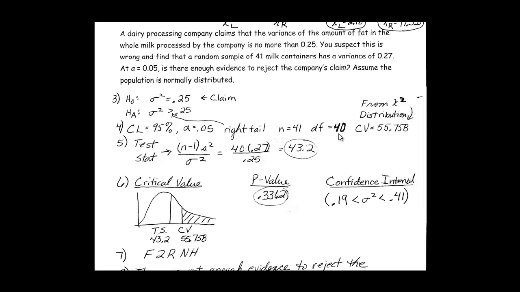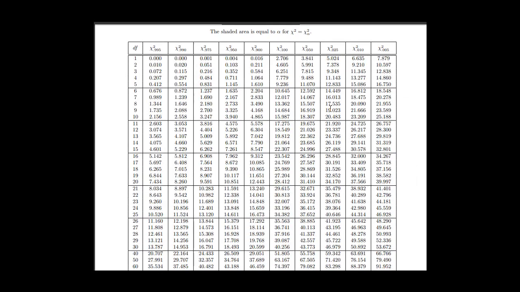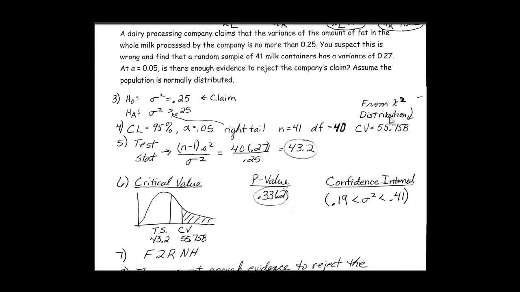We're going to go to the chi-squared distribution, and we're going to find that the degrees of freedom given are 40, and we're looking at chi-squared 0.05. All of that's going to be in the right tail. So I'm going to slide down here a bit to the 0.05 column, that's the fourth in from the right, all the way down to our 40th row for our 40 degrees of freedom: 55.758. So that's how we found that critical value for the chi-squared distribution.